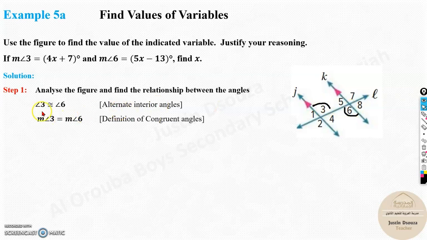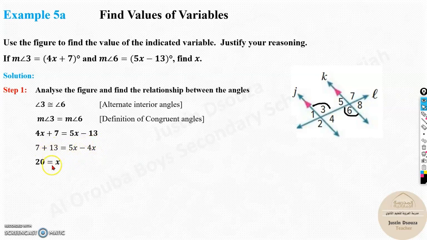Angles 3 and 6 are congruent, so the measure of angle 3 and the measure of angle 6 are equal to each other. Now just equate both expressions: 4x plus 7 equals 5x minus 13. Keep x on one side and the numbers on the other side. Since 5 is greater than 4, 5x will remain there. 4x is taken to the other side, becoming minus 4x. The minus 13 goes to the other side and becomes plus 13 with 7. 7 plus 13 is 20 on the left side, and it's 5x minus 4x.